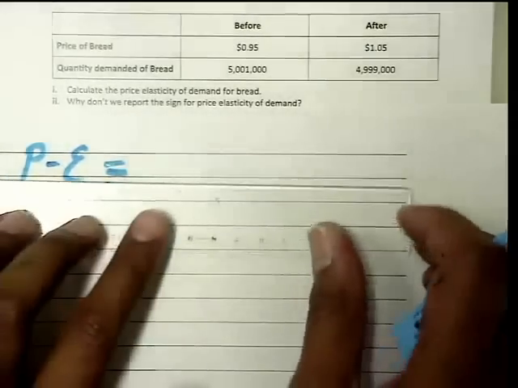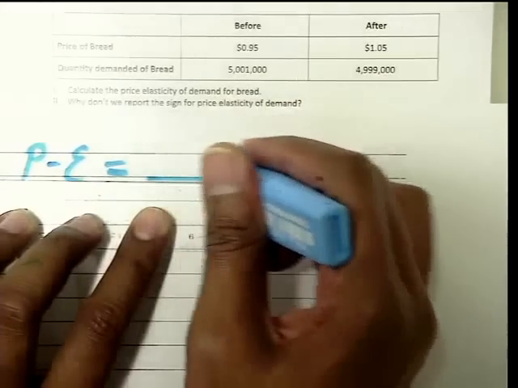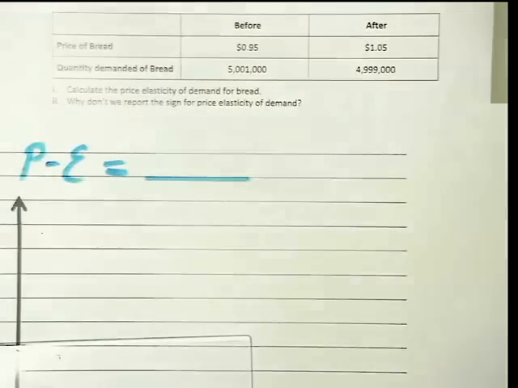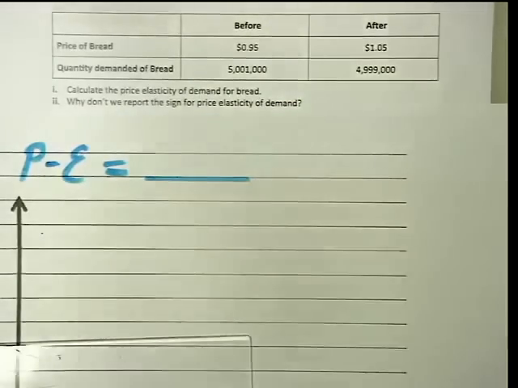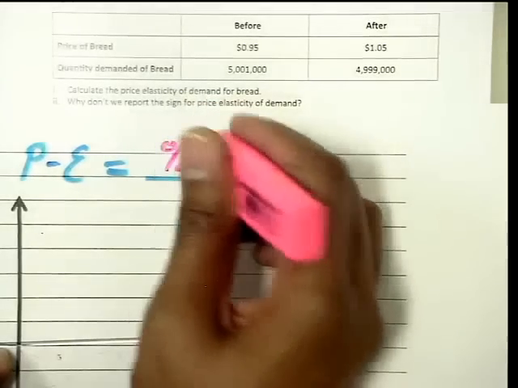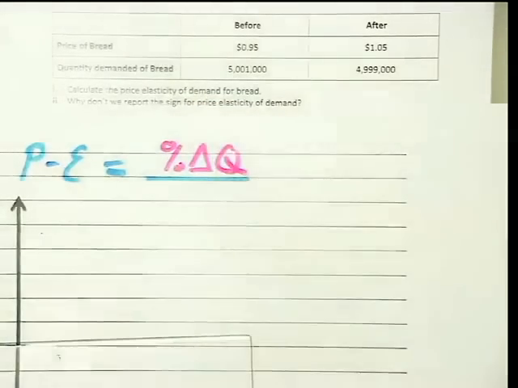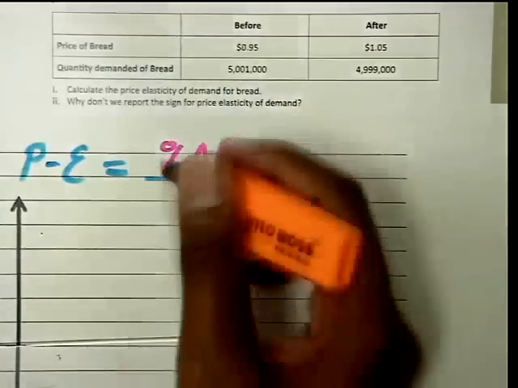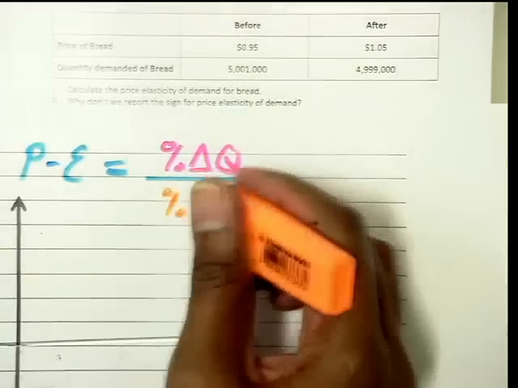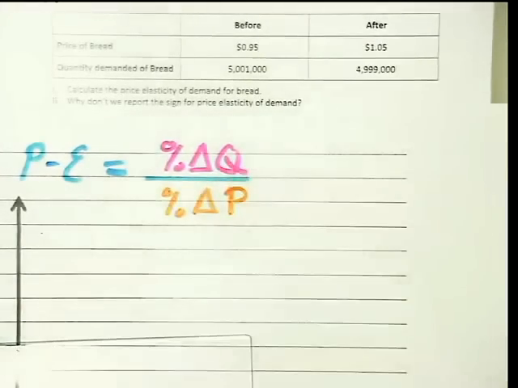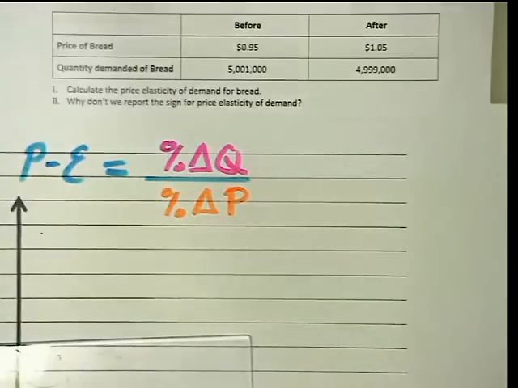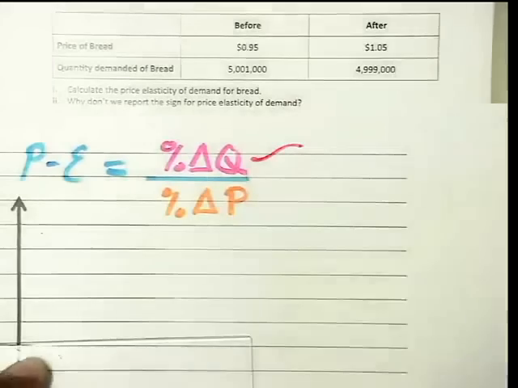So, price elasticity is percentage change in quantity divided by percentage change in price. How do you calculate a percentage change?